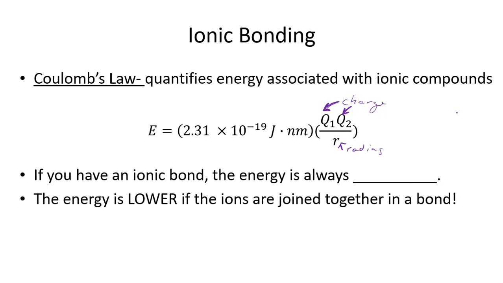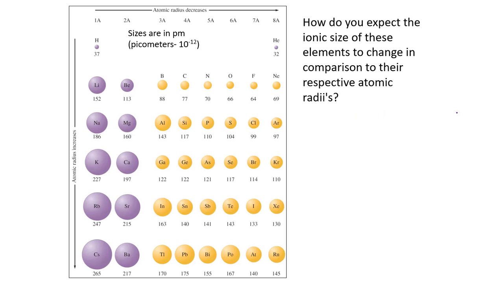Now think about this next question. If you have an ionic bond, is the energy always negative or positive? Negative. Remember, negative energy is associated with a release, or an exothermic amount of energy. Another way of thinking about it is that the energy is lower if the ions are joined together in a bond, because a lower energy state is the most stable.